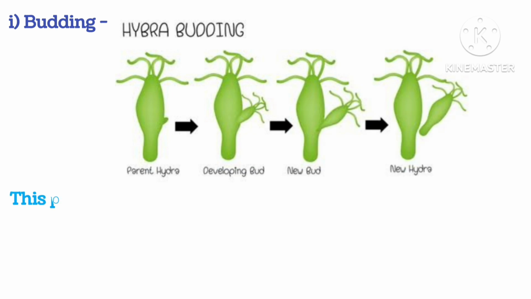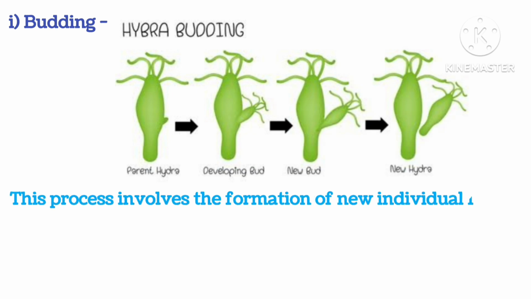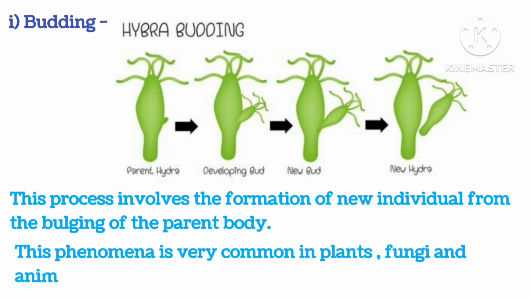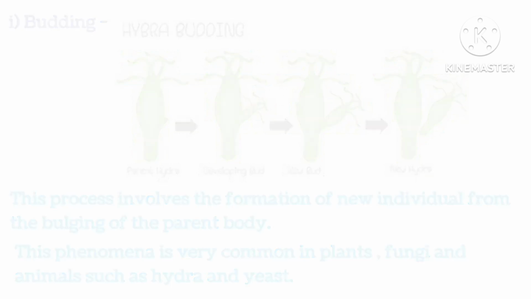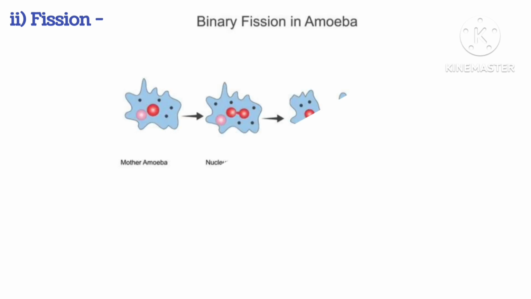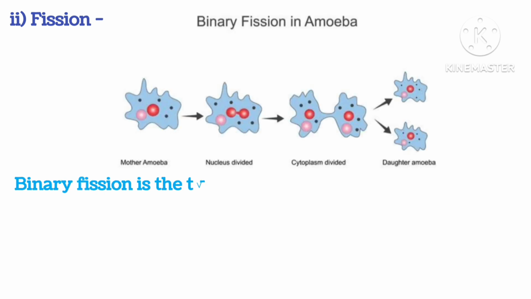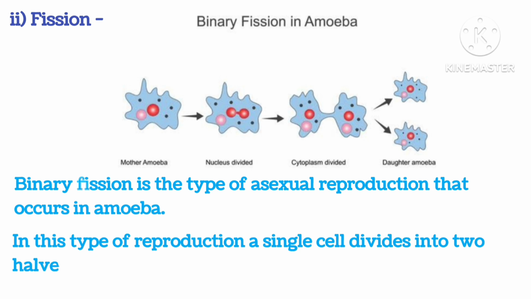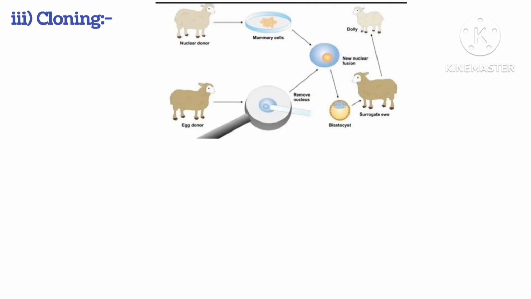Budding. This process involves the formation of a new individual from bulging of the parent body. As in Hydra, this phenomenon is very common in plants, fungi, and animals such as Hydra and yeast. Second is fission. Binary fission is the type of asexual reproduction that occurs in amoeba. In this type of reproduction, a single cell divides into two halves along with its nucleus, and two daughter cells are formed here.